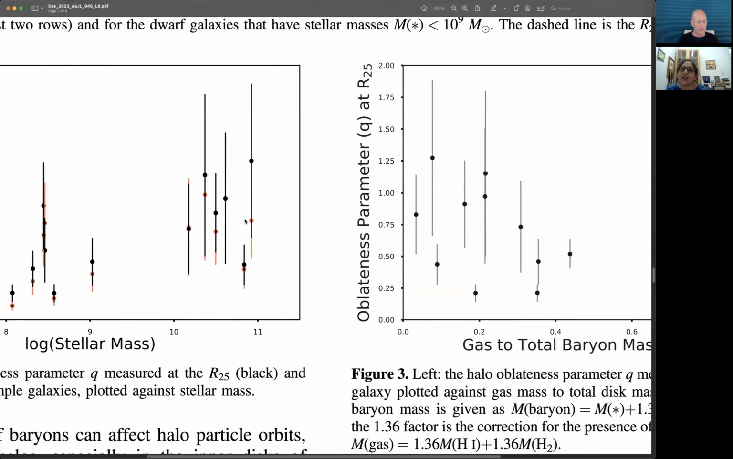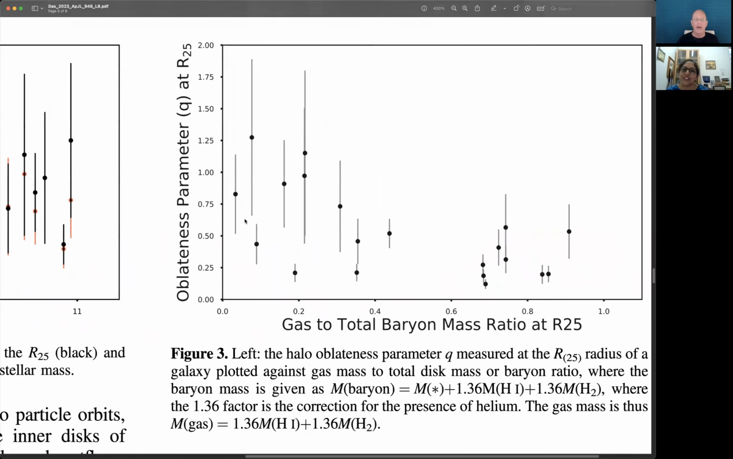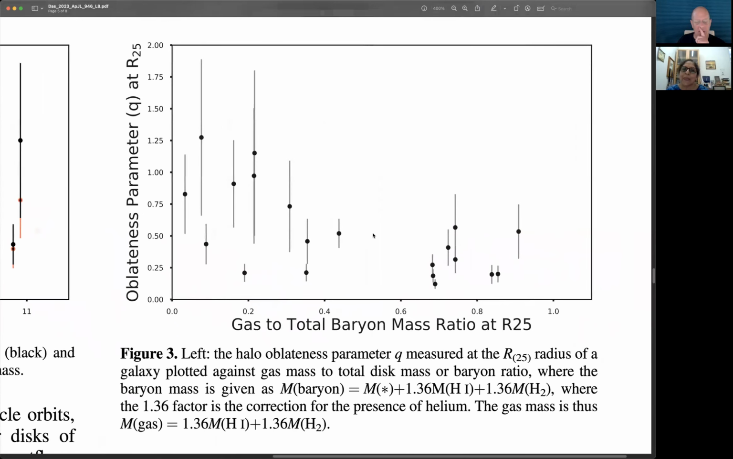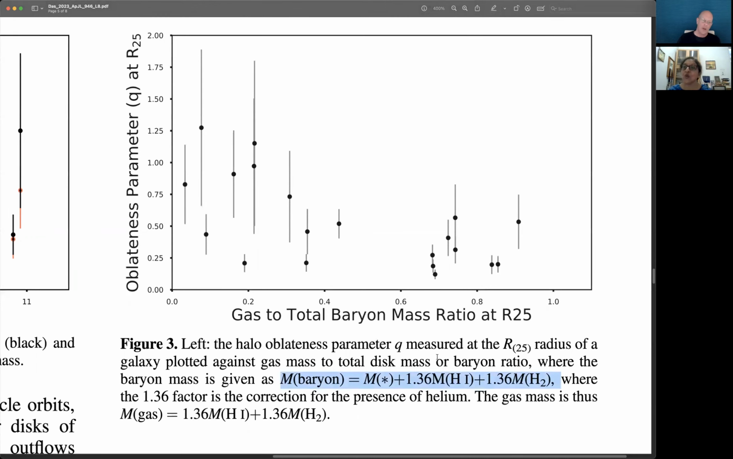And then on figure 3, on the right, this is what I found really interesting. If you plot the gas ratio, which means the mass of neutral hydrogen plus molecular hydrogen divided by the total baryon mass, and the baryon mass is made up of stellar mass, molecular hydrogen and neutral hydrogen, on the x-axis I plotted M baryon, gas divided by M baryon, and on the y-axis we've got again the oblateness.